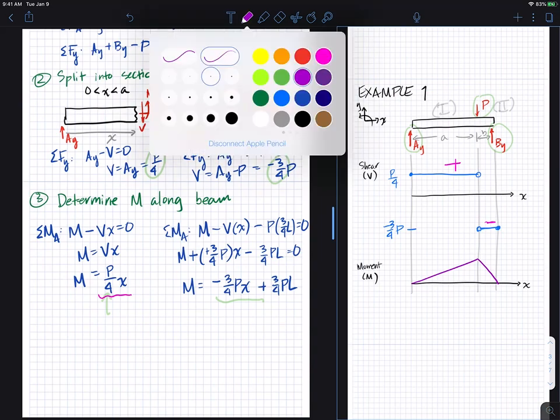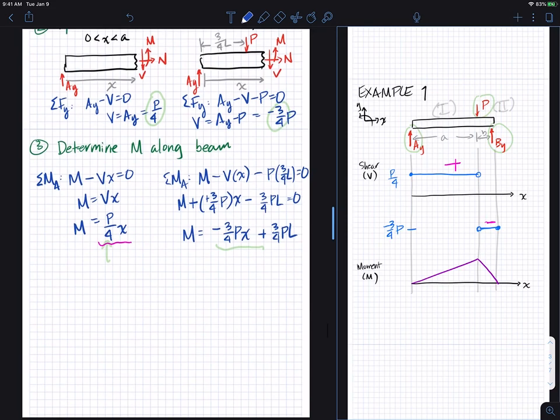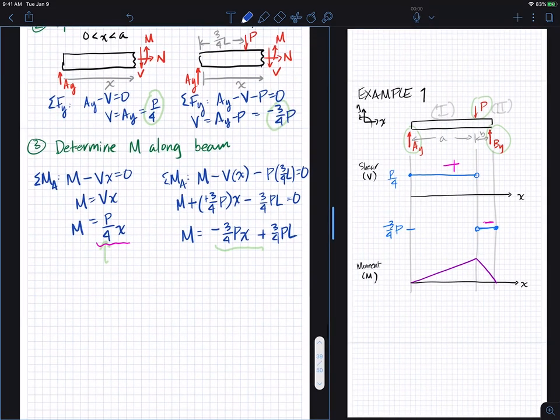Now what's the peak there? We can just substitute pretty quickly, right? Here, if I use this one, where M when X equals 0, obviously then it's going to be 0. I can use this left-hand side equation, and I can substitute X equals 3L over 4. And so that's going to be P over 4 times 3L over 4. So I have 3PL over 16.